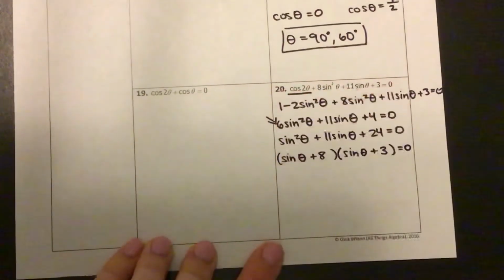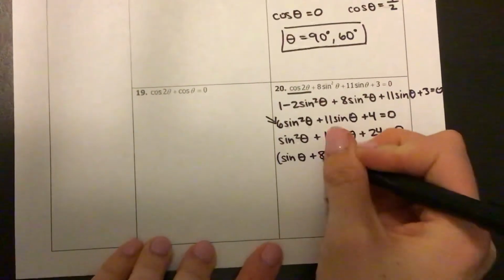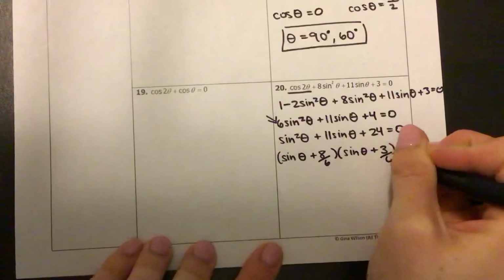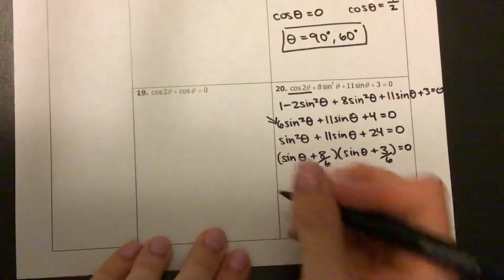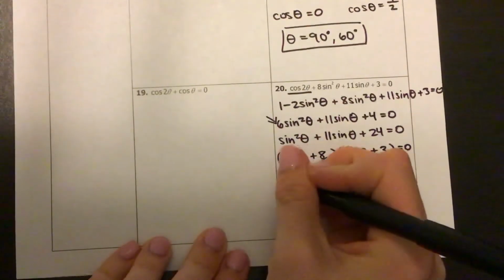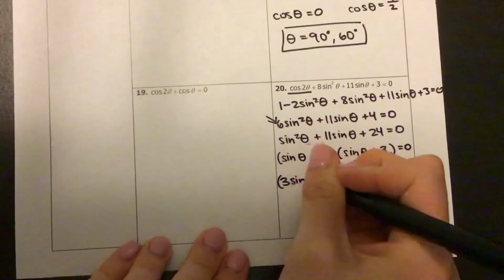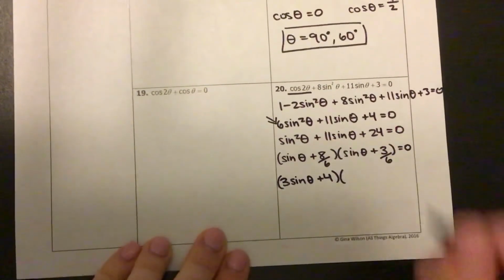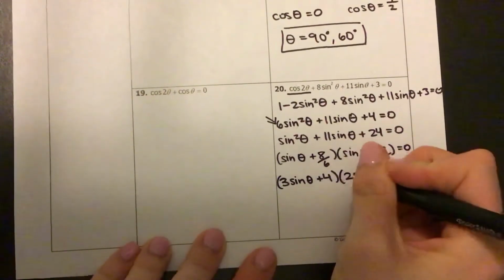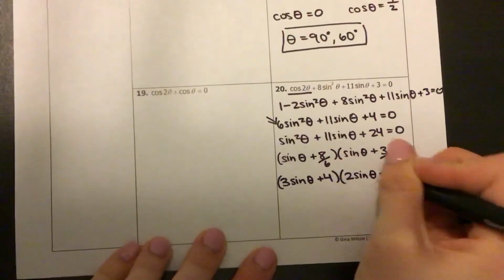A lot of people forget to finish it, and they just leave their answer like this, but I need to divide out that 6. Okay, so 8 over 6 reduces to 4 over 3. 4 over 3 means the 3 slides back to the front. 3 over 6 reduces down to 1 over 2. 1 over 2 means the 2 slides back to the front.